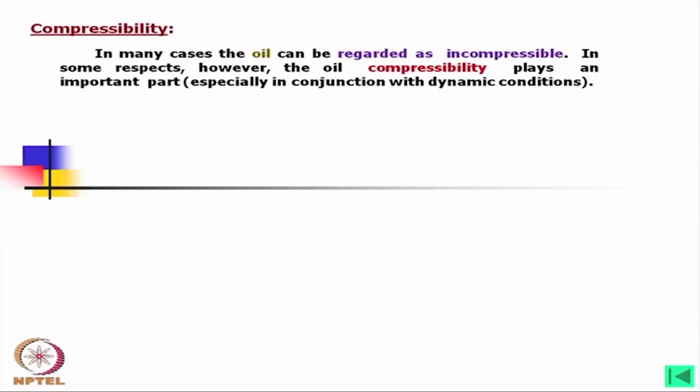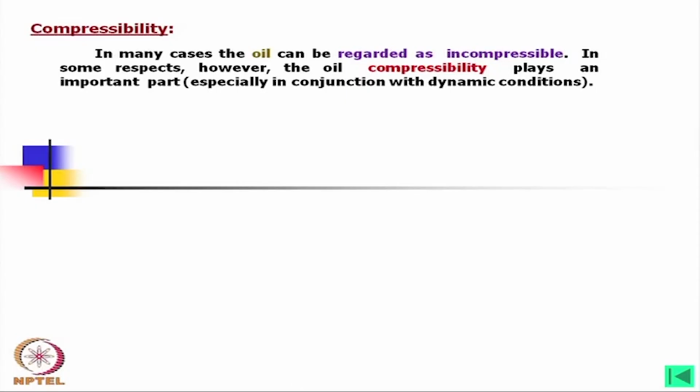Now, another important factor we should consider, which is called compressibility. In many cases, the oil can be regarded as incompressible. For mathematical treatment of fluid power systems with hydraulics, in many cases it is considered a completely incompressible fluid, and we develop the model in that way.